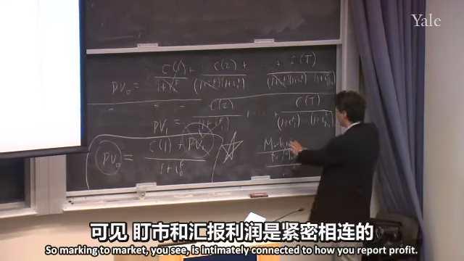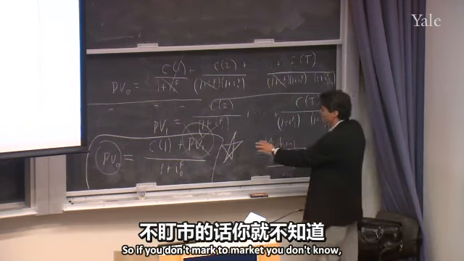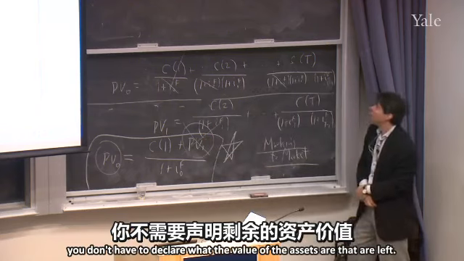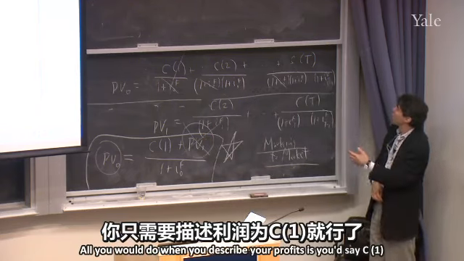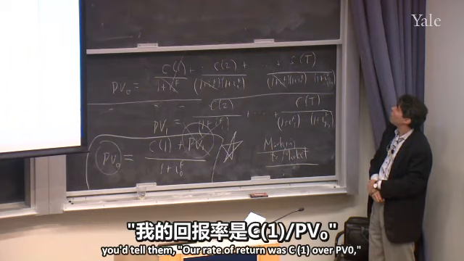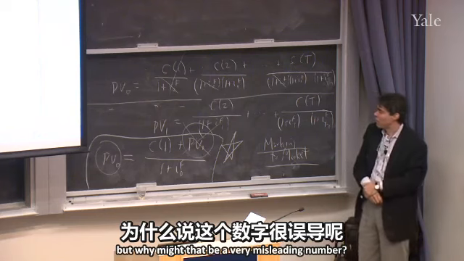So marking to market is intimately connected to how you report profit. If you don't mark to market, you don't have to declare what the value of the assets that are left is. All you would do when you describe your profits is say C1, and you'd tell them our rate of return was C1 over PV0. But why might that be a very misleading number?